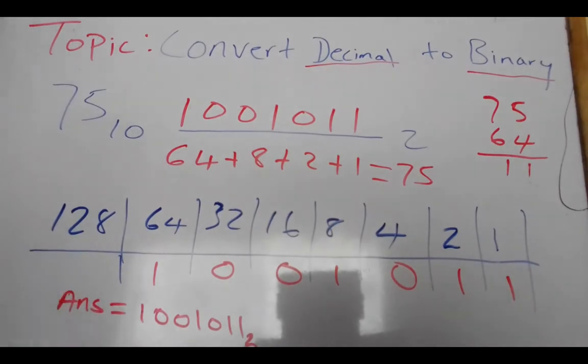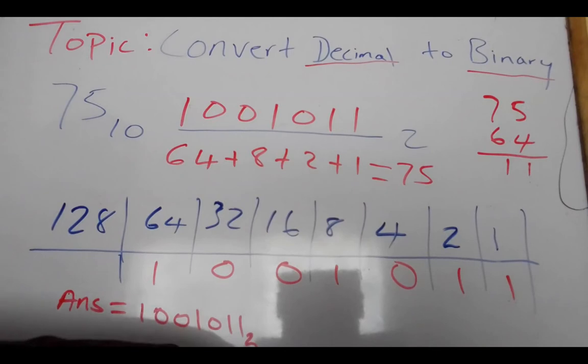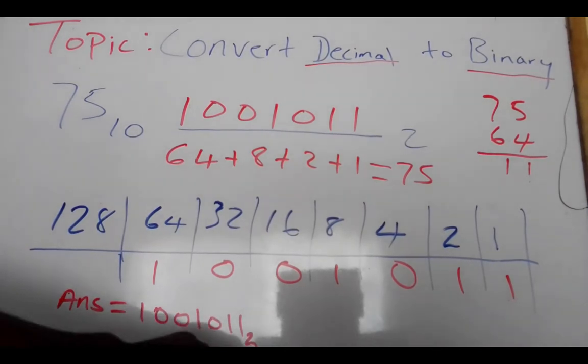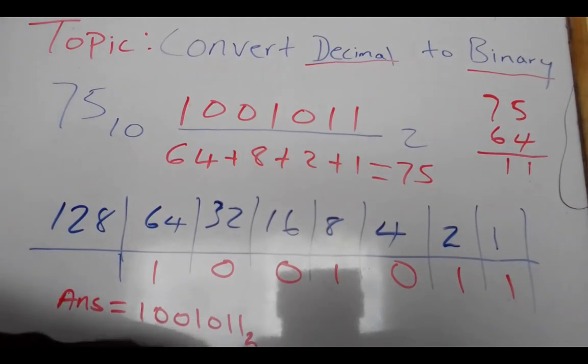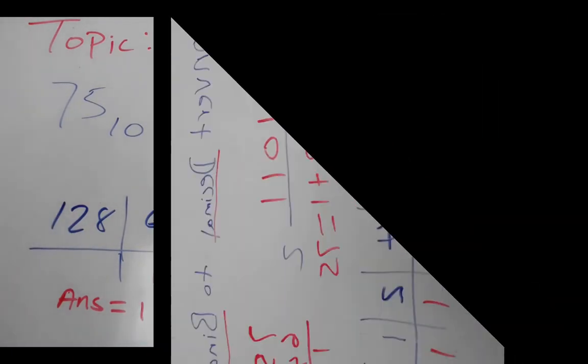So our answer is 1001011, and we have the 2 because it's binary and this is base 2. So we put the 2 to show that it's base 2, right? So this is how we solve a problem like this.